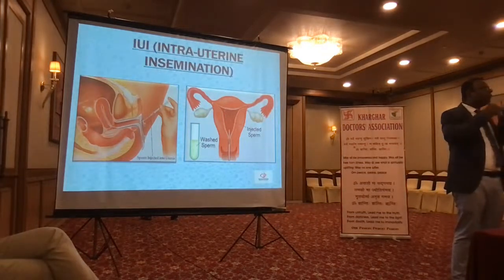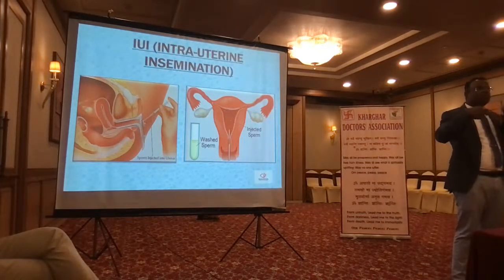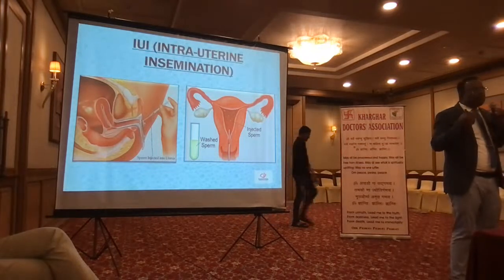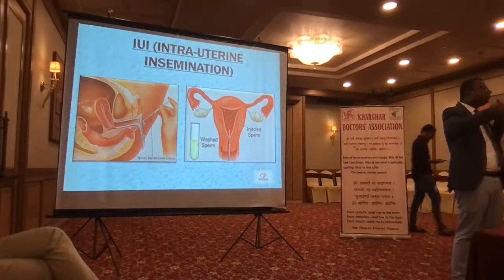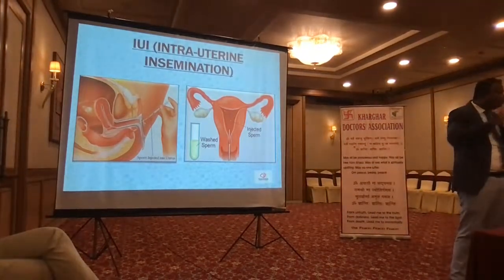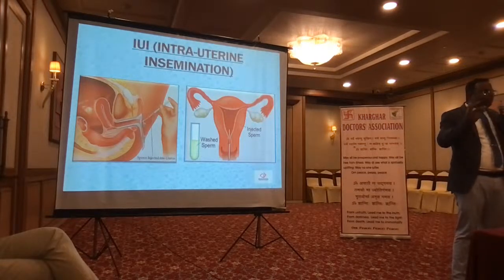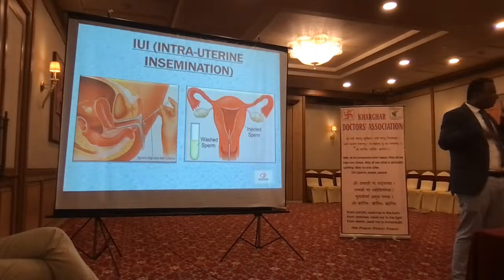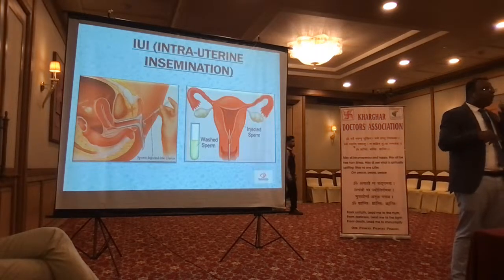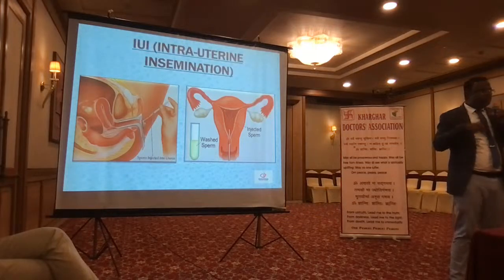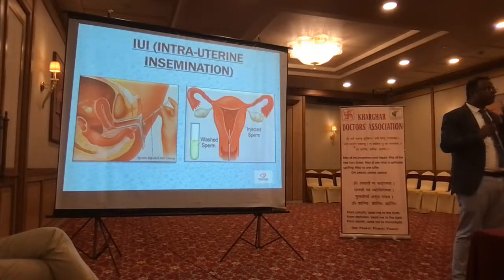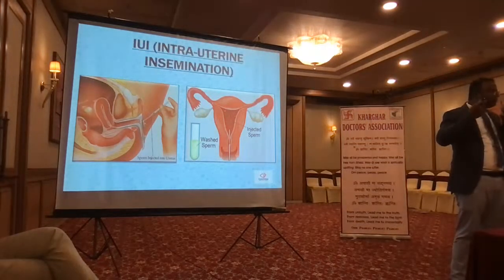And when you are giving HMGs to the IUI patient, usually the cost of the HMG and the IUI cycle goes to 25 to 30,000. So compare that to the cost of IVF and its success rate. IUIs can be done for patients with unexplained infertility and young patients. If the patients are older, then it is better to go for IVF cycles.